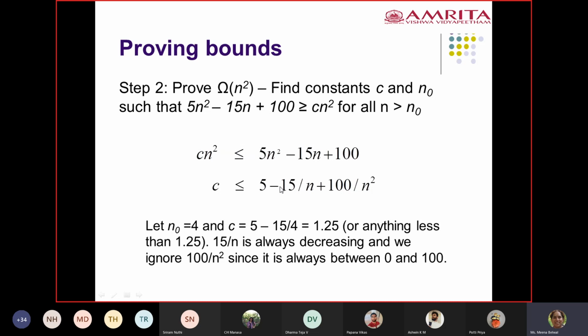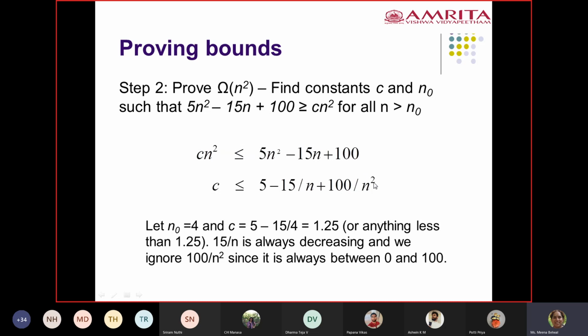it will be something like 5 minus, suppose it was 16, it would have become 5 minus 4, that would have given you 1 here. 1 plus 100 by n square, this term you can ignore, because it will be between 0 and 100. If n square is 100, let us say, you are going to get the value 1, or the minimum value you can get is 0. So it cannot be more than 100. 100 by n square cannot be more than 100, and we are up to finding the minimum value of C.